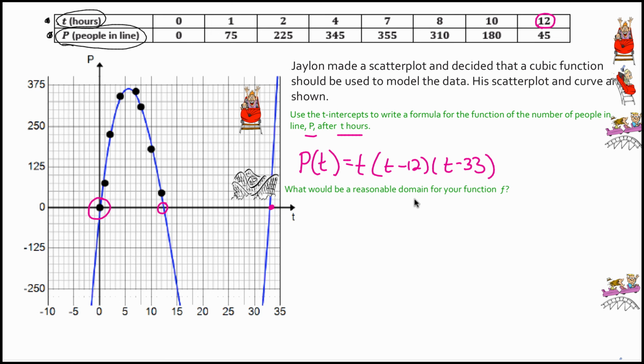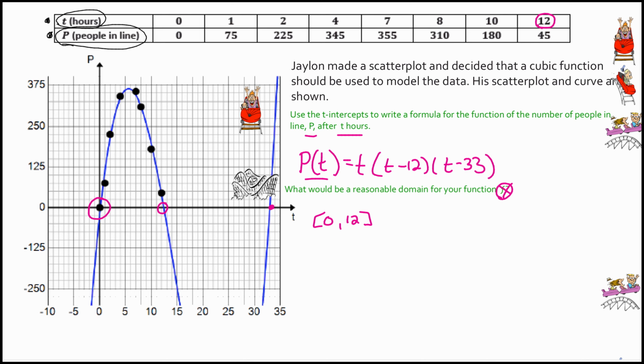What is a reasonable domain for your function f? Now remember, we're just looking at this time that was graphed. So if we looked at function f, which is kind of a misprint on their part because they just wanted me to call it function p and now they're calling it function f. Oh, that silly Common Core module, yet another mistake, but who's counting? Anyway, it would be from 0 to 12 because we're saying that's when the park is open, from 0 to 12.